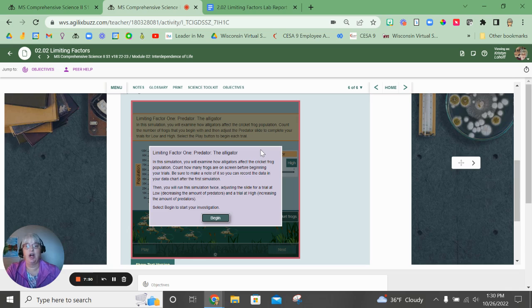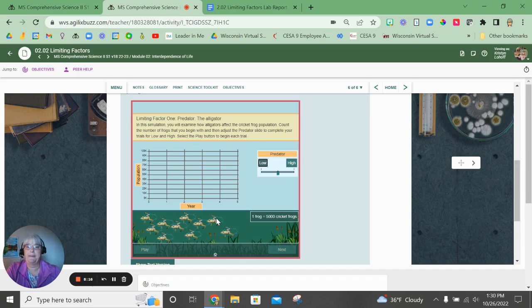Count how many frogs are on screen before beginning your trials. Be sure to make note of it so you can record the data in your data chart after the first simulation. Then you will run this simulation twice, adjusting the slider for a trial at low, which decreases the amount of predators or alligators, and a trial at high, which increases the amount of predators. Select begin to start your investigation. All right, so we are now in the simulator.